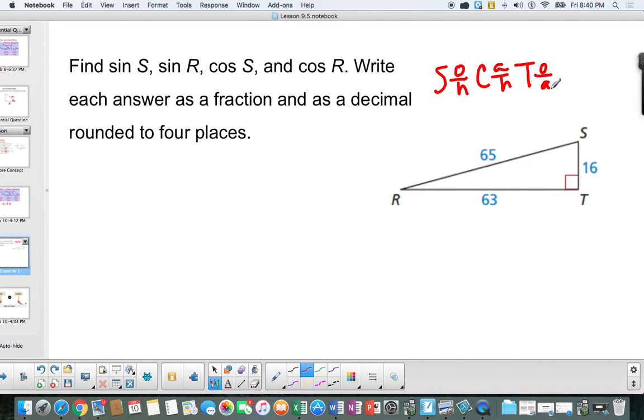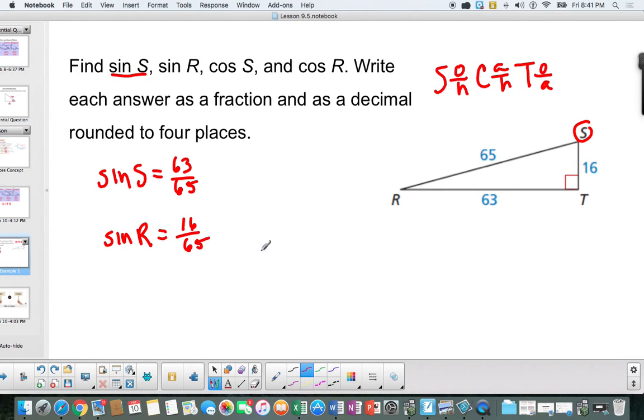Now they're asking us to find the sine of S. S is opposite, so here's S, and the opposite leg is 63, and the hypotenuse is 65. The sine of R, it's a different acute angle. The opposite is 16, and the hypotenuse is 65. Now let's find the cosine of R. Now here's R, and cosine is adjacent leg, which is 63, all over hypotenuse, which is 65.